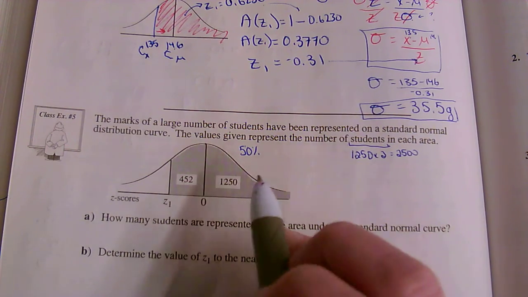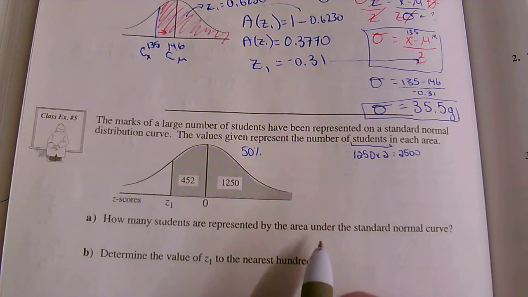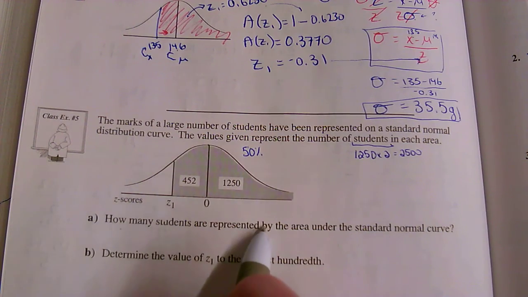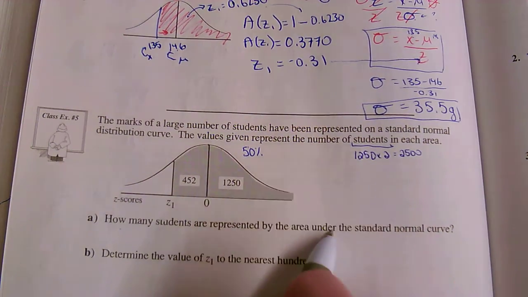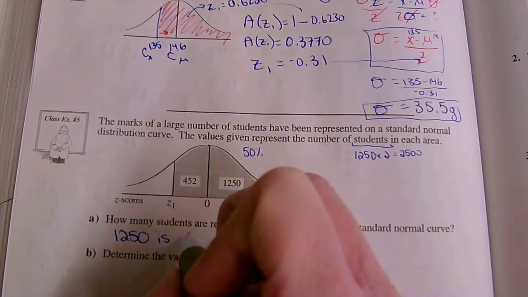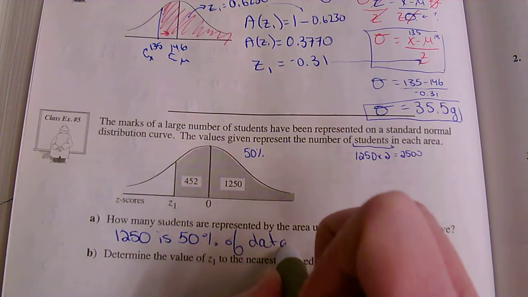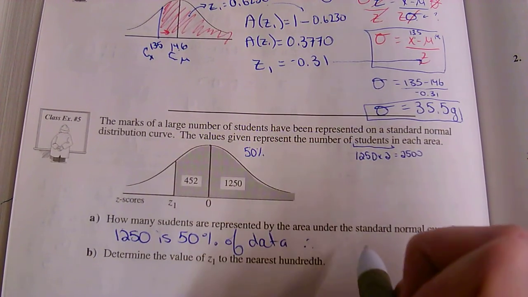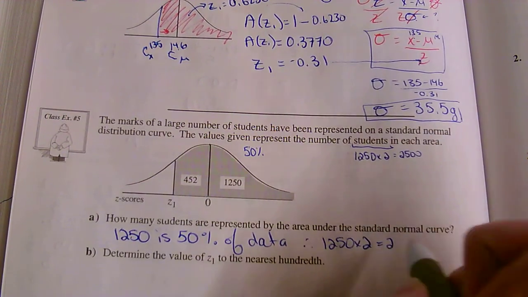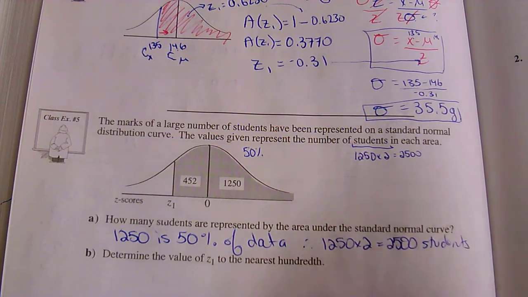So that helps us because if we're looking for the percentage of everybody, like this example, how many students are represented by the area? I guess I just answered it up there. So 1,250 is 50% of the data. Therefore, there are 1,250 times 2, or 2,500 students.